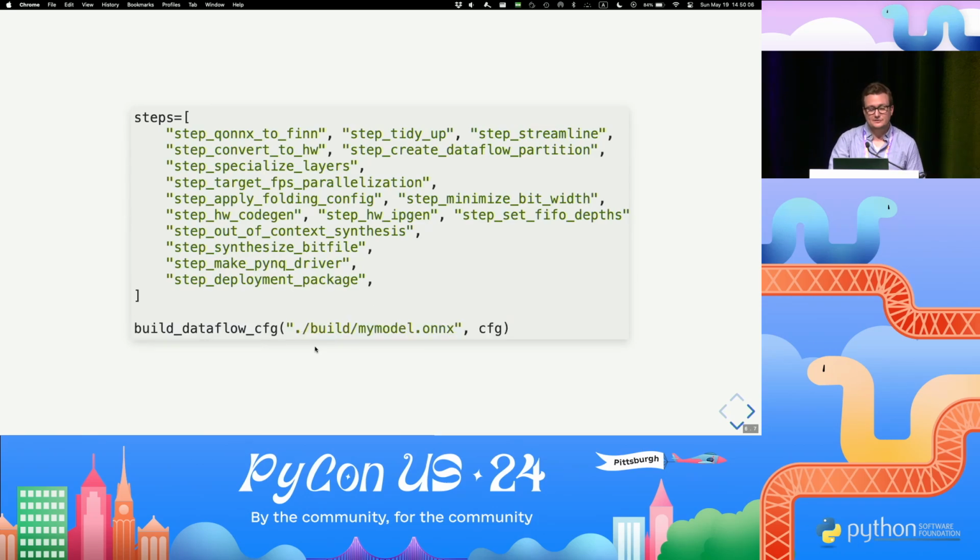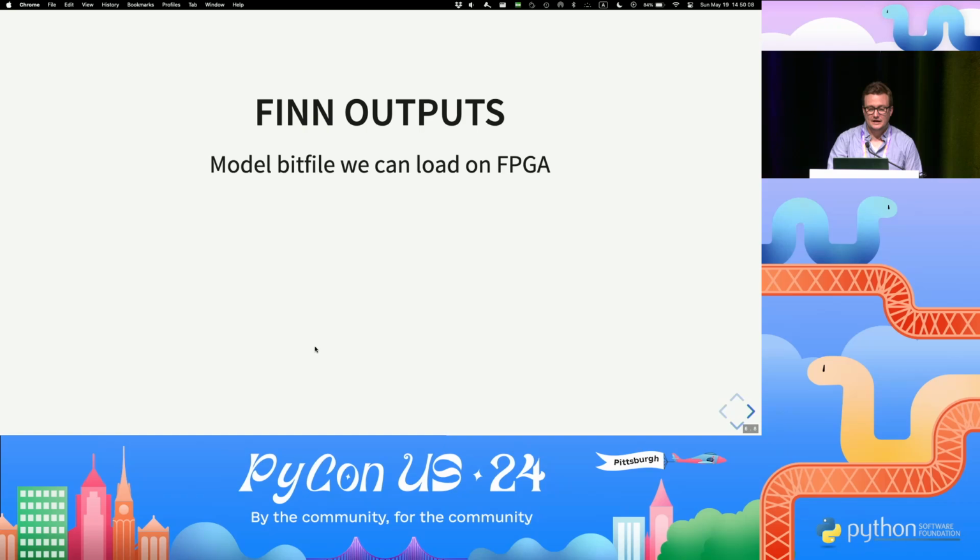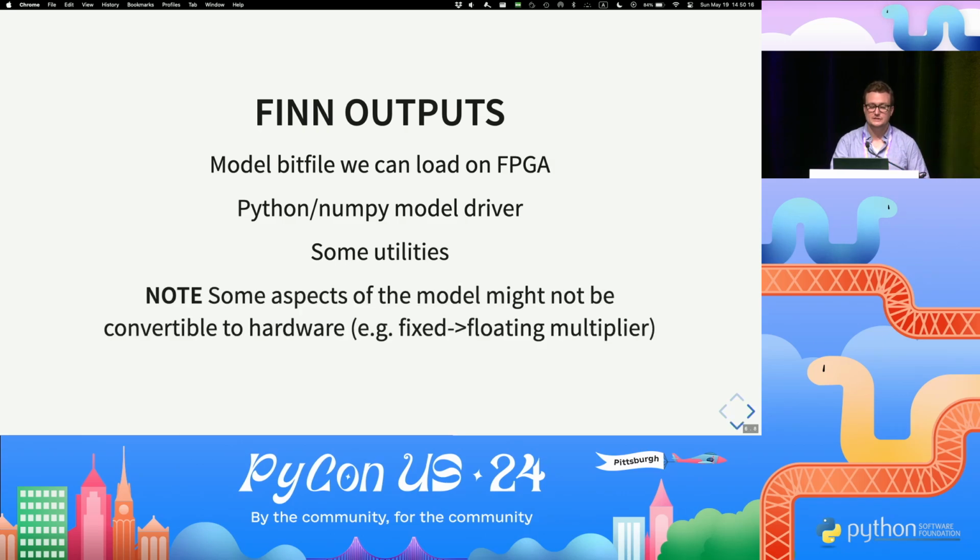So everything was kind of smooth sailing so far, and it worked pretty well. It output that bit file that we can load up onto the FPGA, a Python, NumPy-based driver, some utility functions, some benchmarking functions. Not everything might be synthesizable into hardware. So one of the examples for my sine wave predictor was there's a multiplier at the end that you have to apply back in software to go from fixed point back to floating point.